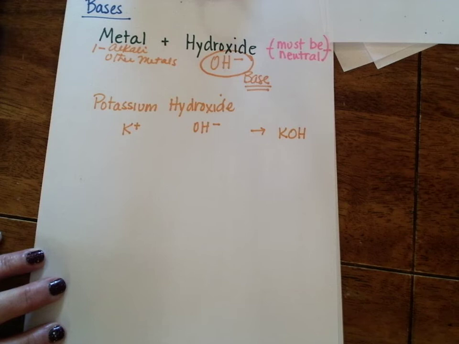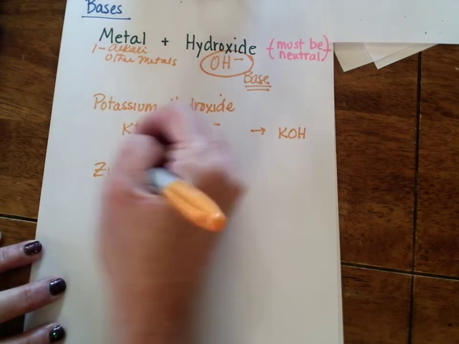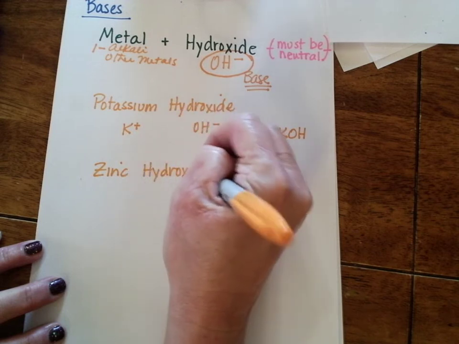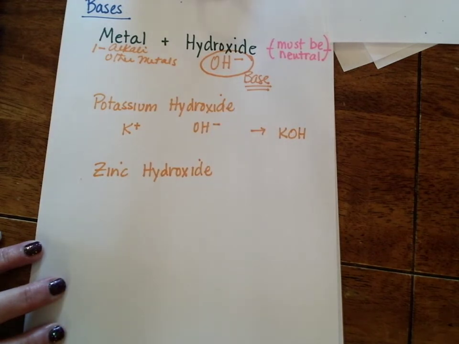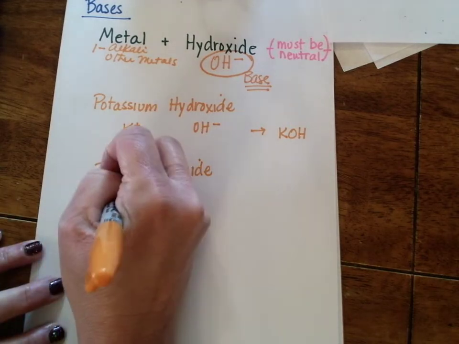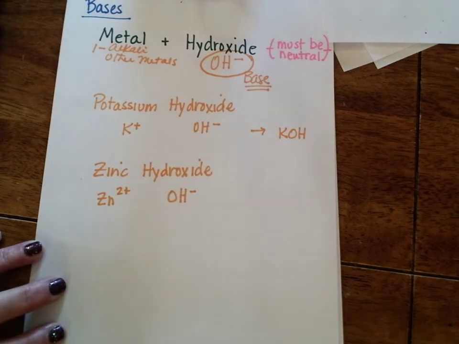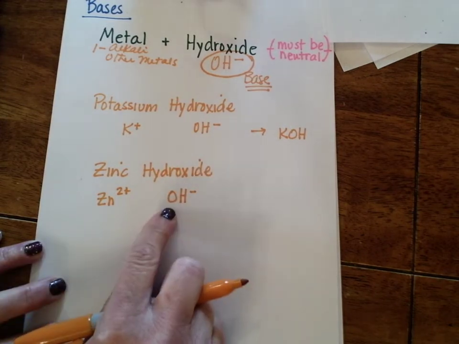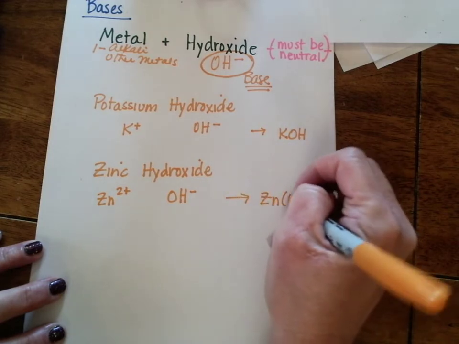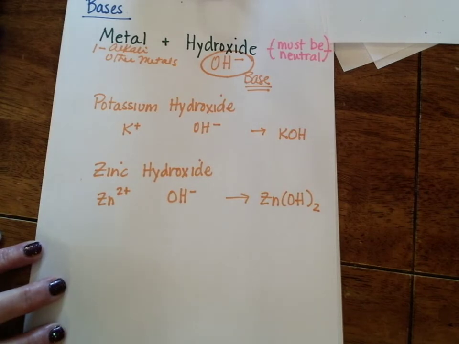Think about something a little bit differently. Let's try zinc hydroxide. Zinc is a monatomic ion with a charge of Zn 2 plus, and I've got hydroxide, which is just a 1 minus, which means I'm going to need another one. So zinc hydroxide would be Zn(OH) 2 times. So I'm not going to do a whole bunch of these.